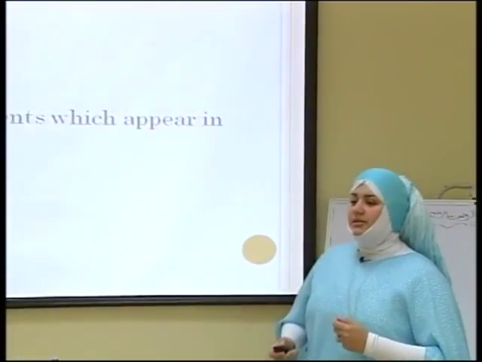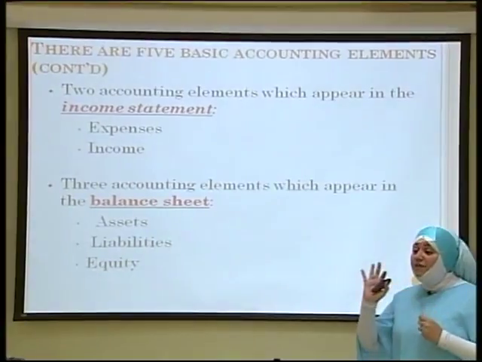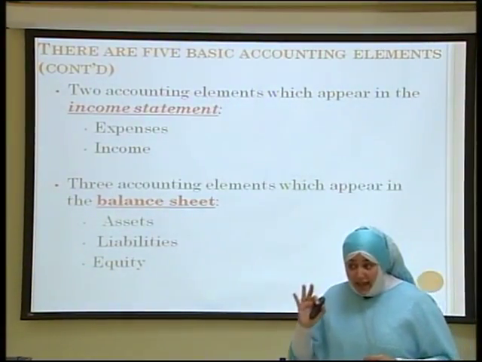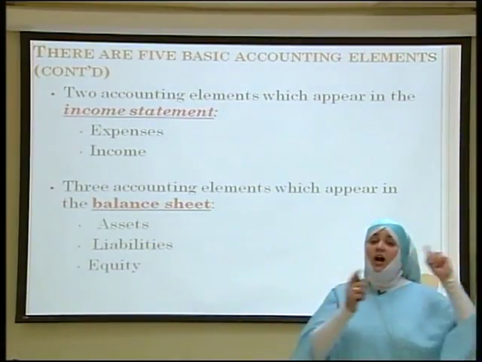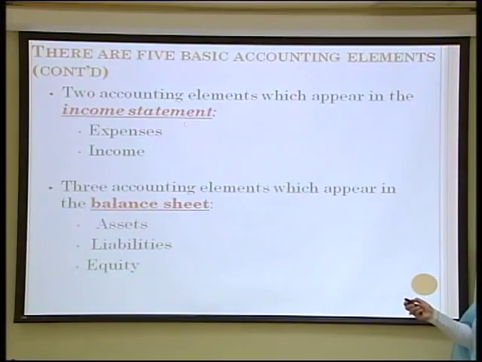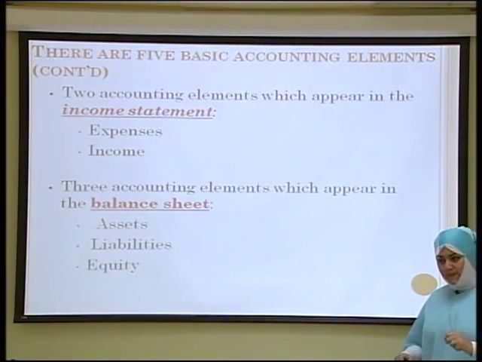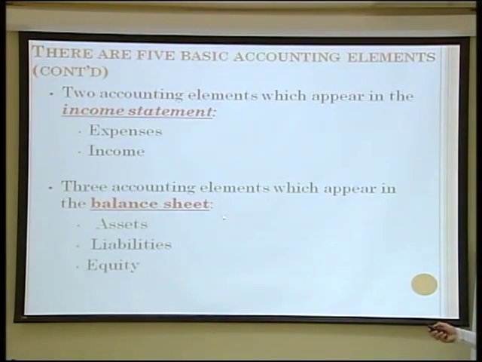Okay, here we have something else. All right. Here in accounting, we have 5 accounting elements. 2 of them are included in the income statement, and the other 3 are included in the balance sheet. What are they? Okay, the accounting elements which appear in the income statement are expenses and income. And the accounting elements which appear in the balance sheet are assets, liabilities, and equity.